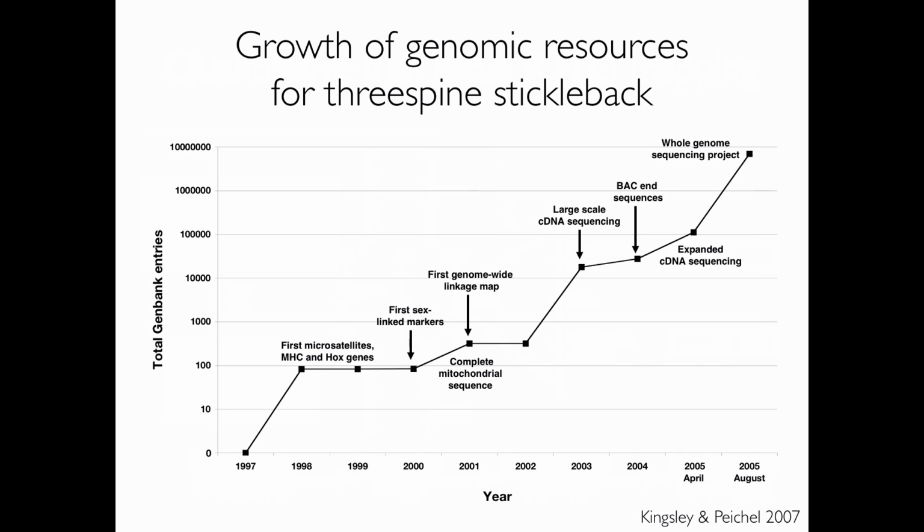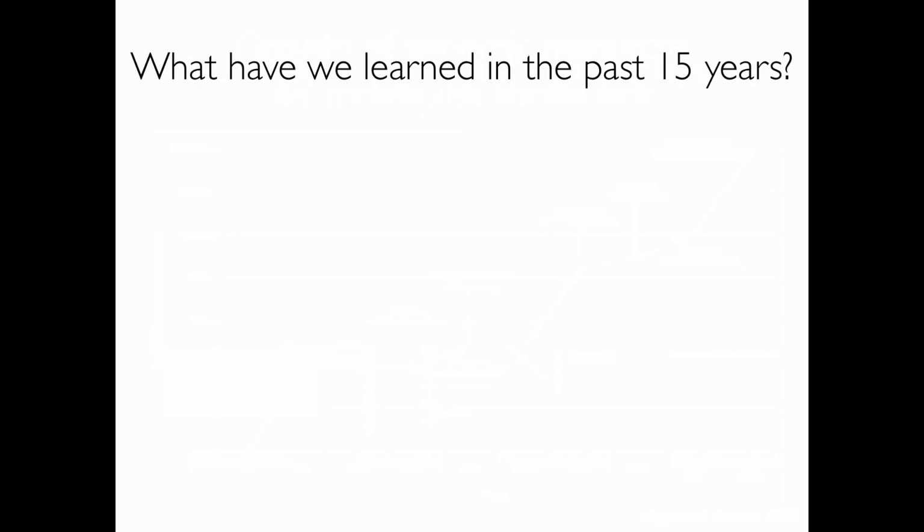So we've come a long way in terms of the development of genomic resources and a community of scientists who have studied these fish from many different perspectives. So I recently had the opportunity to ask, well, what have we actually learned from these genetic studies in the past 15 years or so since the development of the first genetic linkage map?